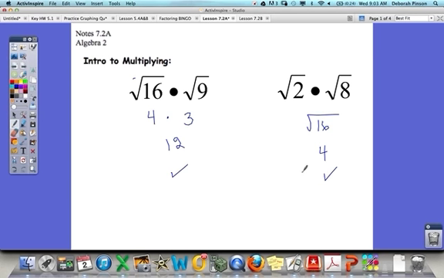Both of them are fine. So depending on your problem, know that you can do it in either order. That's completely up to you. Some problems are easier in one order, some are easier in the other order. So take your pick based on the numbers in your problem. So let's look at a few.